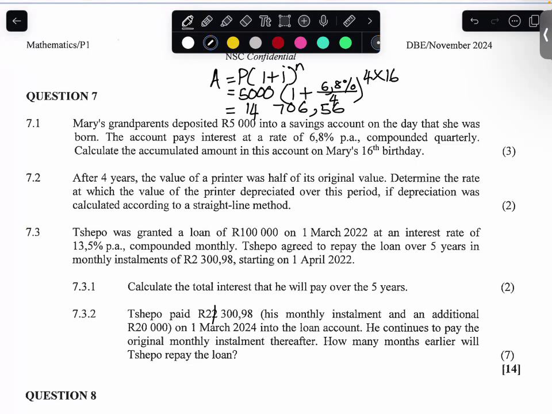Okay, after 4 years, the value of a printer was half of its original value. Determine the rate at which the value of the printer depreciated over this period if depreciation was calculated according to a straight line method. All right.